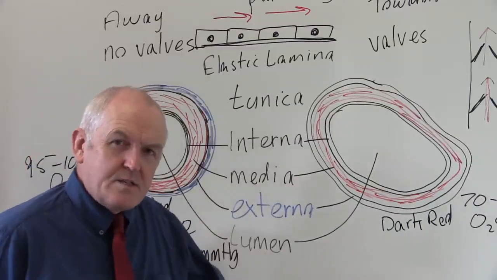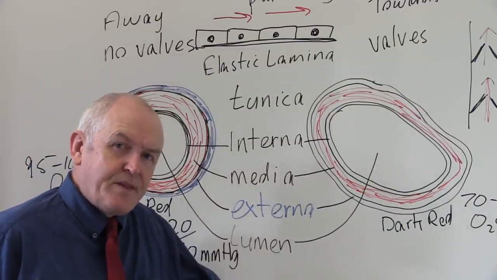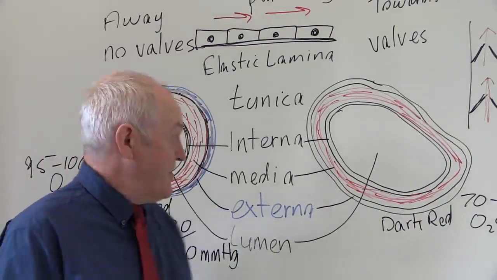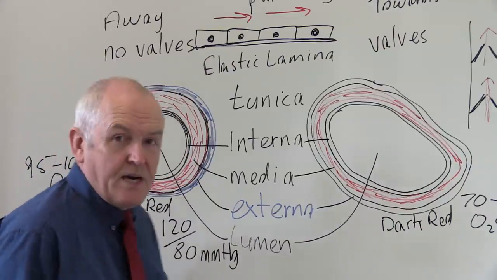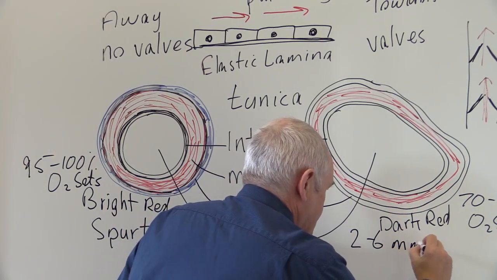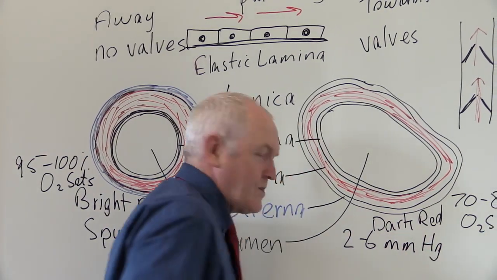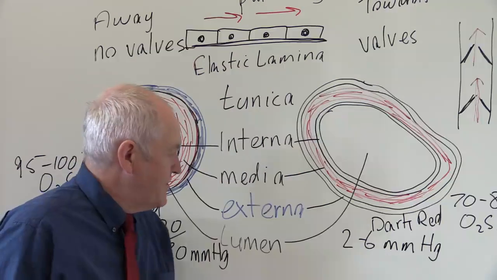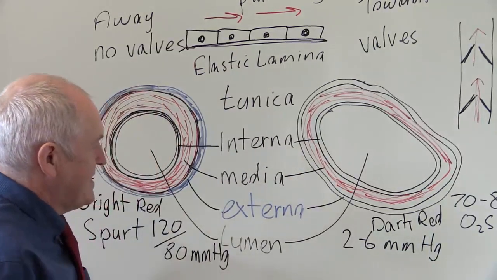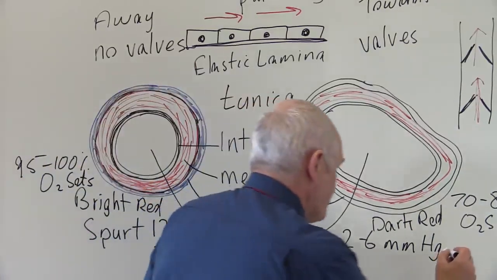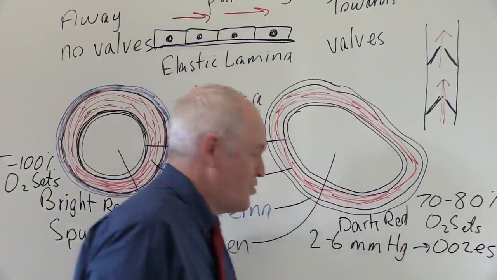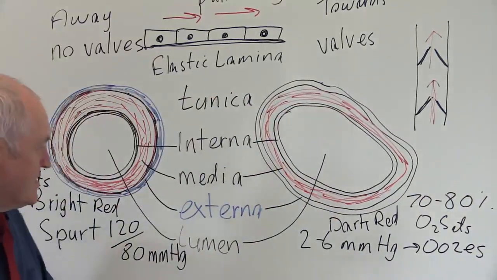But in the veins, the pressure of the blood is less. So if we look at the central venous pressure, the pressure of the blood in the vena cava, for example, we would normally find that that's perhaps 2 to 6 millimeters of mercury. So we see that the pressure of the blood in the veins is significantly less, and that's why the blood will just ooze out if cut.